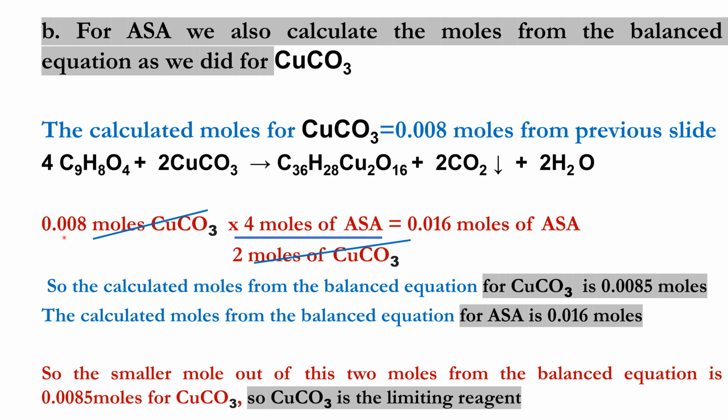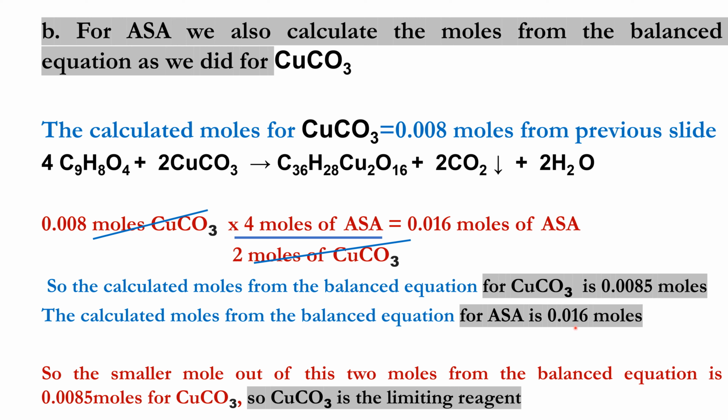So then we will have 0.008 multiplied by 4 divided by 2, and this will give us 0.016 moles of acetyl salicylic acid. So the calculated moles from the balanced equation for copper 2 carbonate is 0.0085 moles, and the calculated moles from the balanced equation for acetyl salicylic acid is 0.016 moles. Out of these 2 moles, 0.0085 is smaller than this mole.